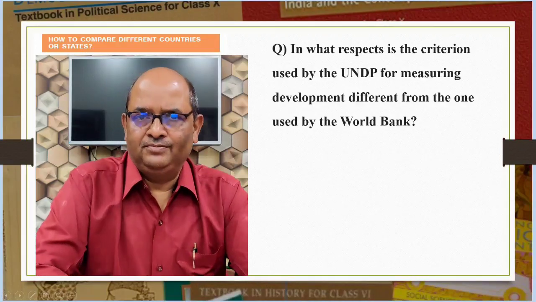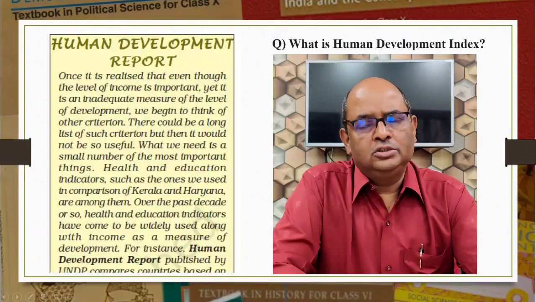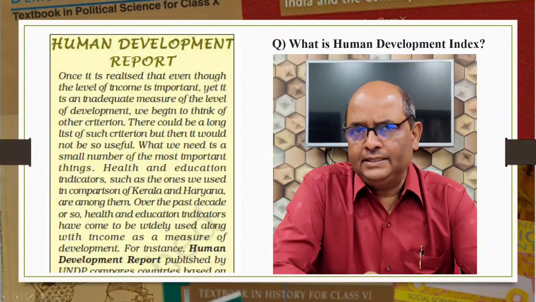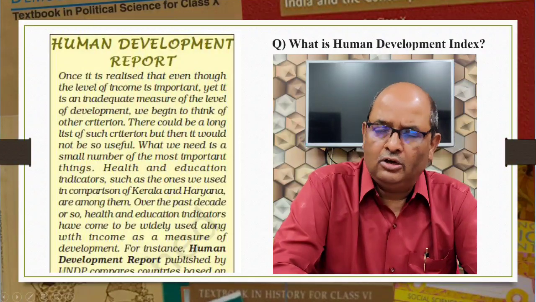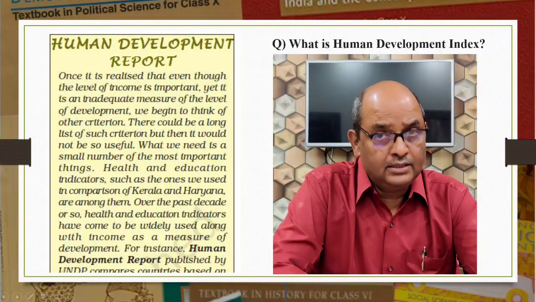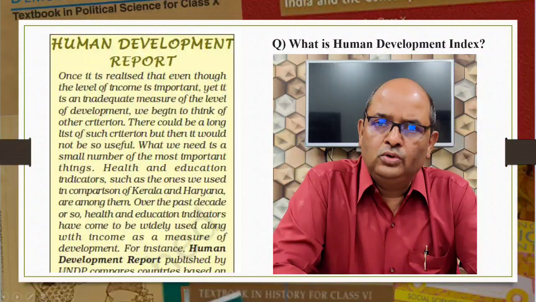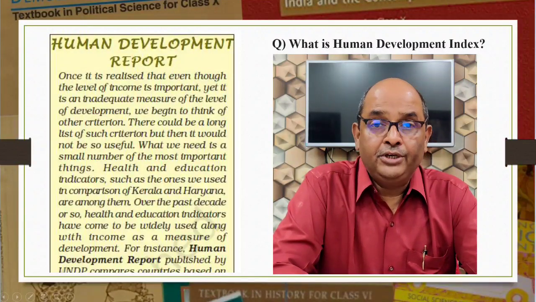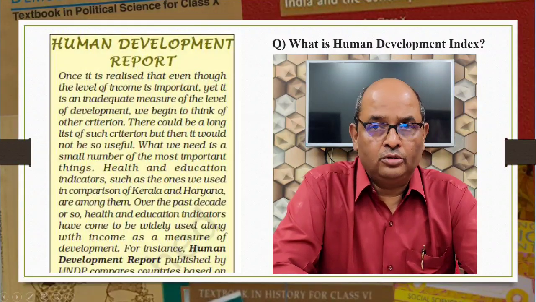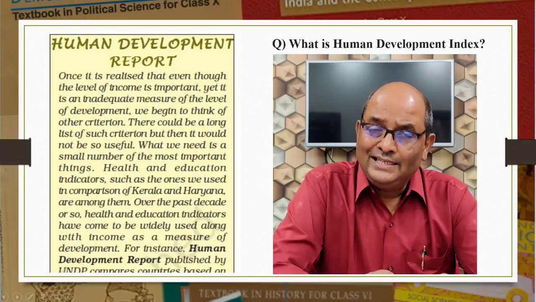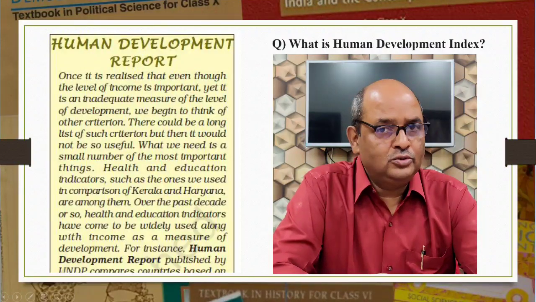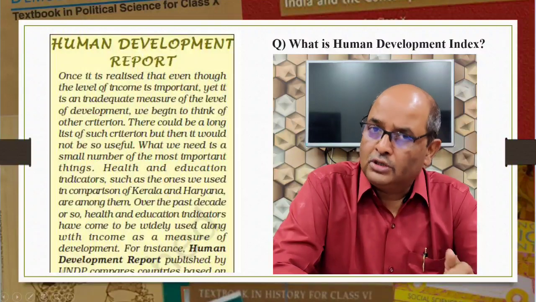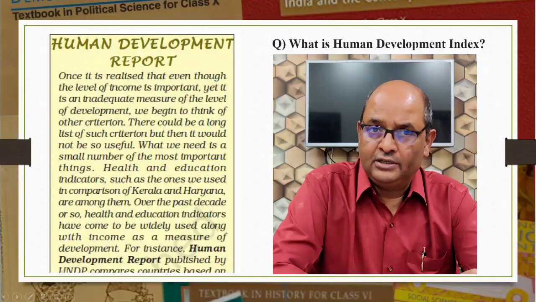Let us now see the next question. What is Human Development Index? Human Development Index is another measure of the level of the development of a country other than income. It is a tool developed by the United Nations to measure and rank countries based on the level of social and economic development. The HDI makes it possible to track changes in development levels from time to time and to compare development levels in different countries.